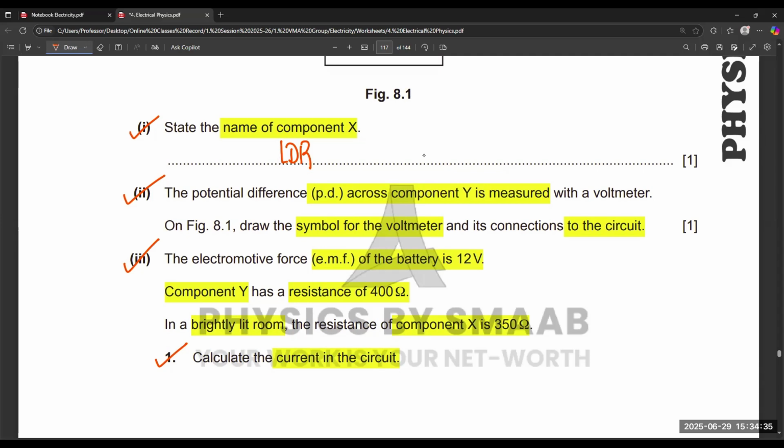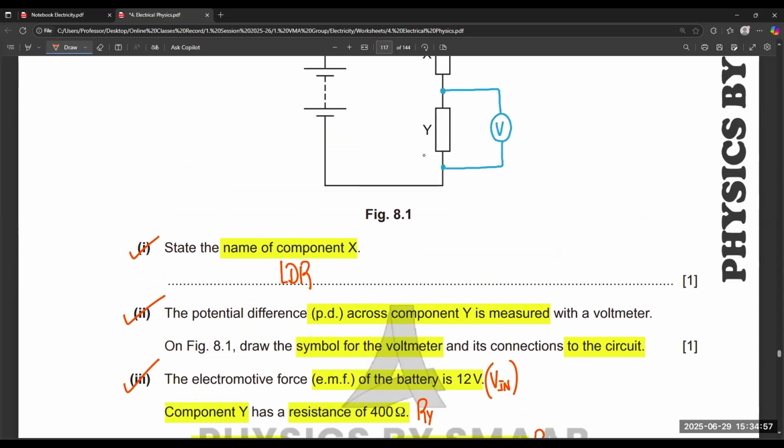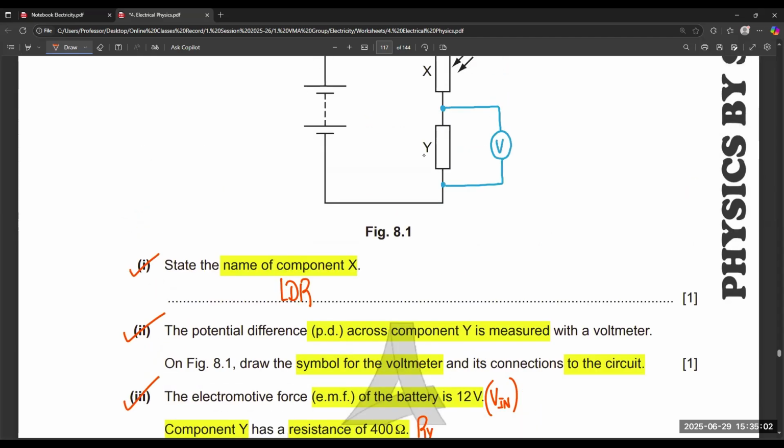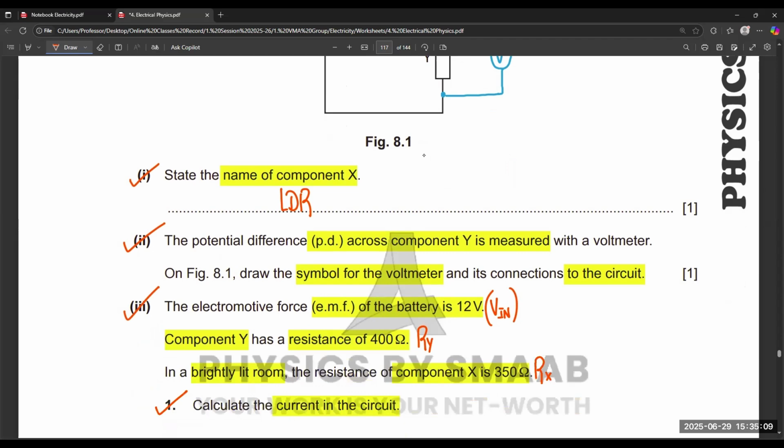But we know the input voltage, the total voltage of the circuit, the EMF. Resistance of Y is given. Resistance of X is given. And it is a brightly lit room, which means resistance will be low. And you have to find the value of electric current. And we don't know the value of the output voltage for the voltmeter. So this is the question.